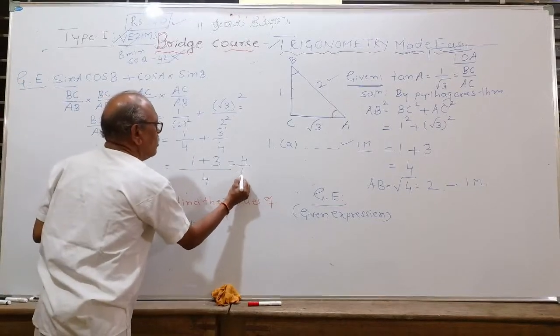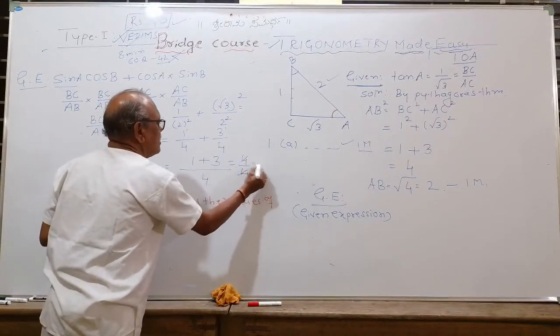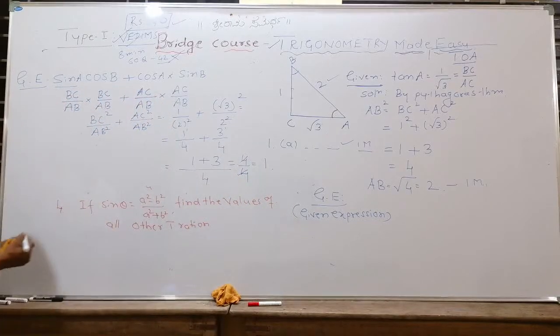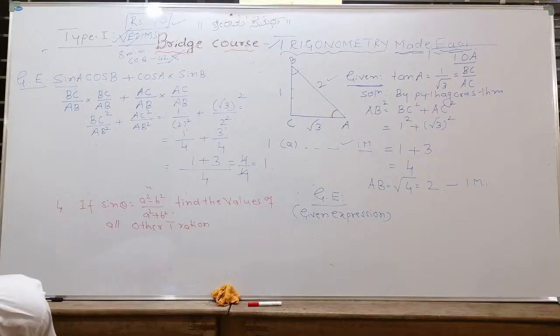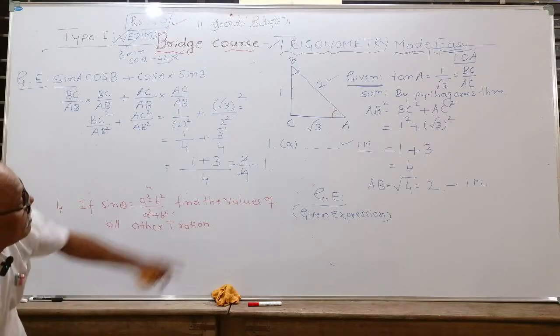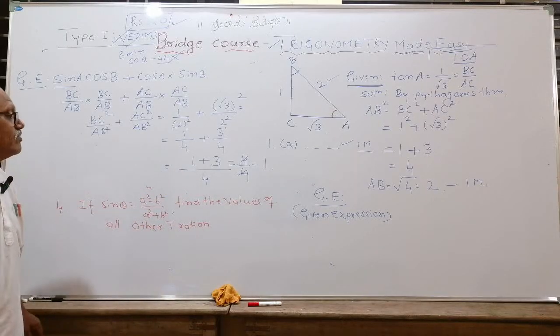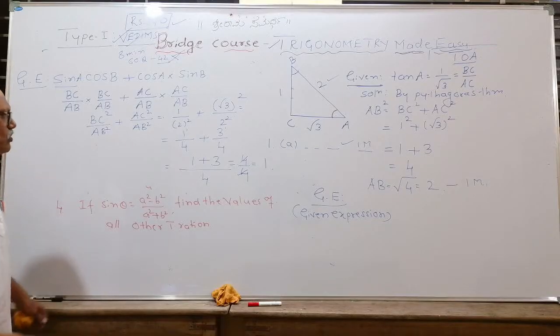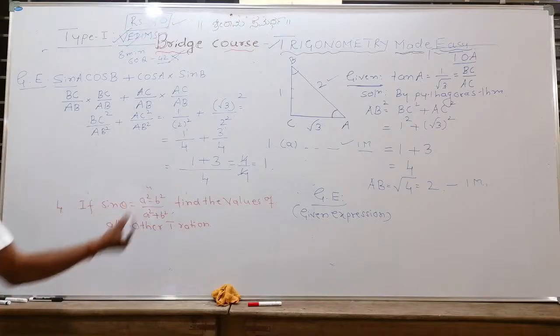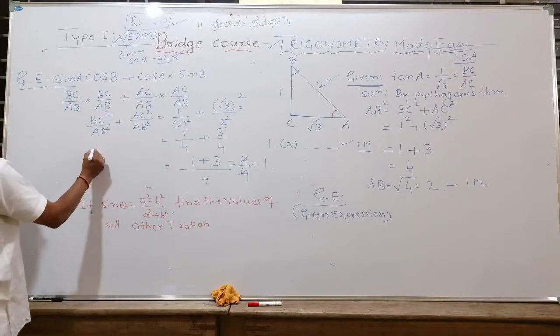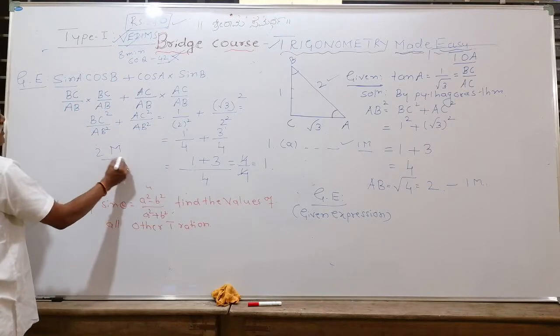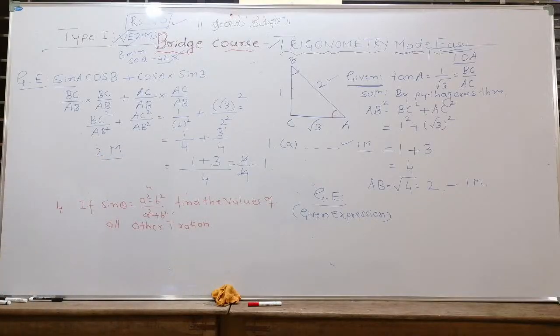3 plus 1, 4. 4 upon 4. 4 cancels. Your answer is 1. I hope you understood. Any doubts in this, my dear students? In this problem, it was easy and will appear for no doubt for 1 mark, 2 marks or 3 marks. And for solving this expression, you may get 2 marks. Even the question may appear for 3 marks. Okay, 2 to 3 marks.